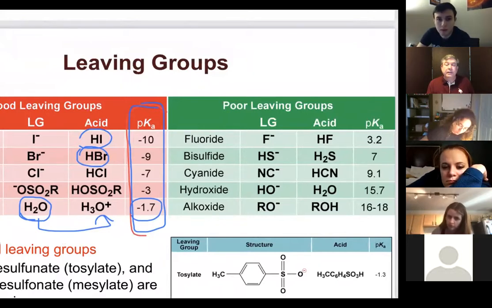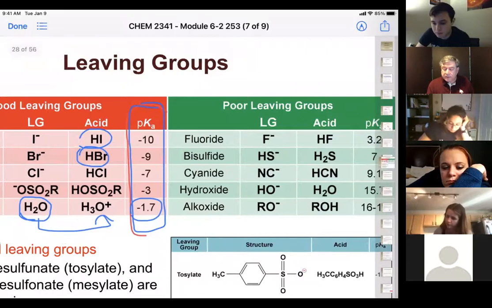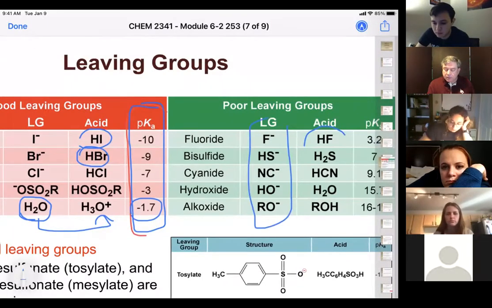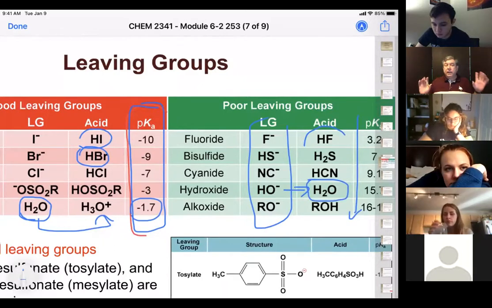Hydrogen cyanide is above 0. Hydroxide is above 0. So that makes all of these bad leaving groups because these are all above 0. Okay, so we have a lot of things with alcohols on them. We probably want to use that as a leaving group, but it won't leave by itself because it's too strong a base. Its conjugate acid is too weak. How can we get around that?